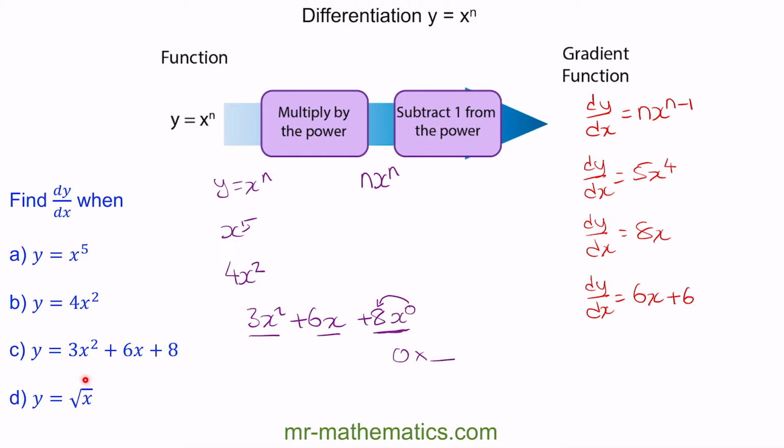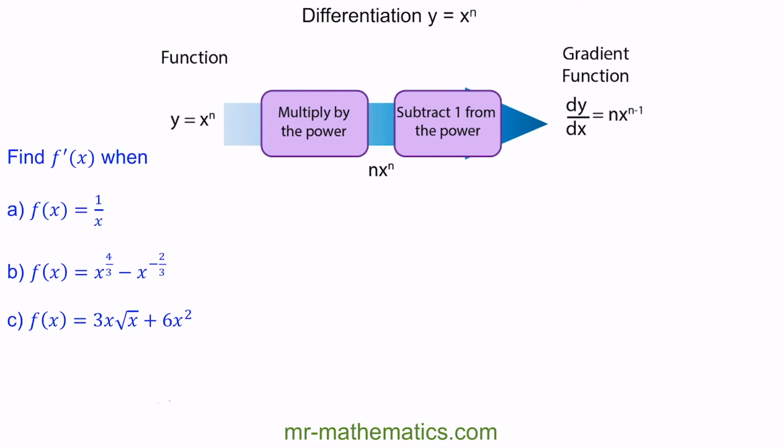Part D, we can write the square root of x as x to the power of 1/2. So again, we multiply this 1 by the power, so it becomes 1/2 of x, and then we take away 1 from the power, so 1/2 take away 1 is minus 1/2, so it becomes 1/2 of x to the power of minus 1/2. Now we could also write this as 1 over 2 root x, which is exactly the same. Okay, let's try some more questions.